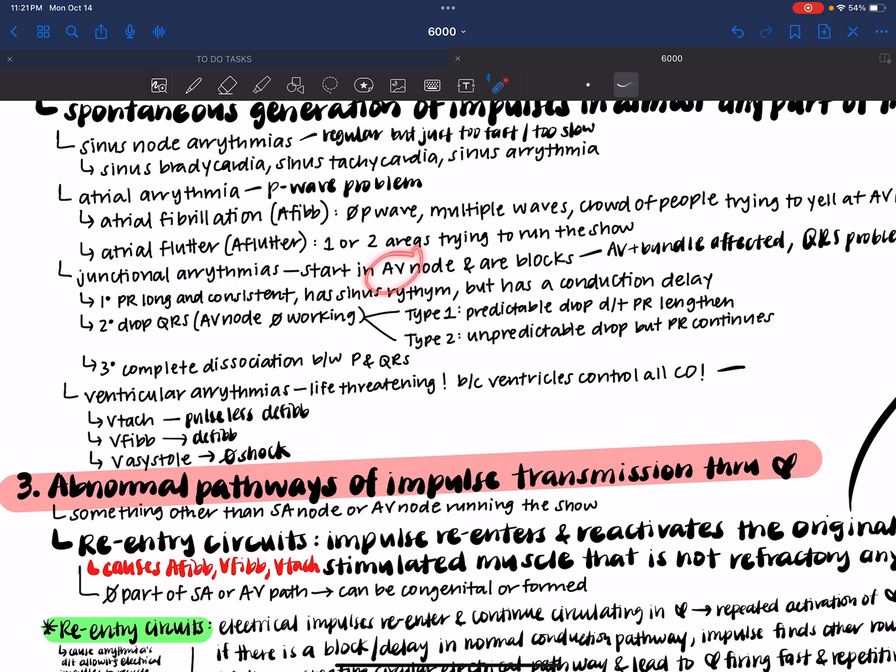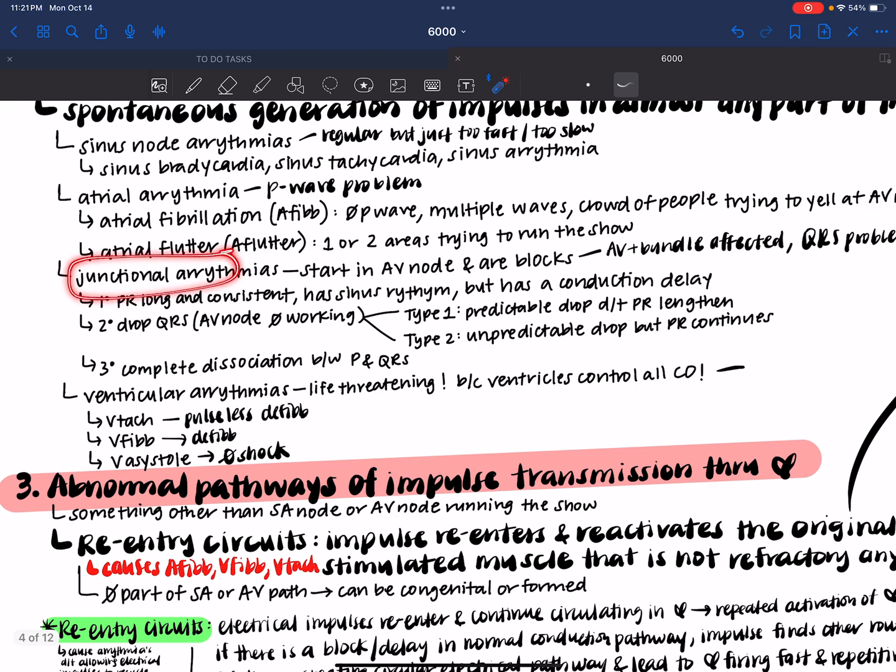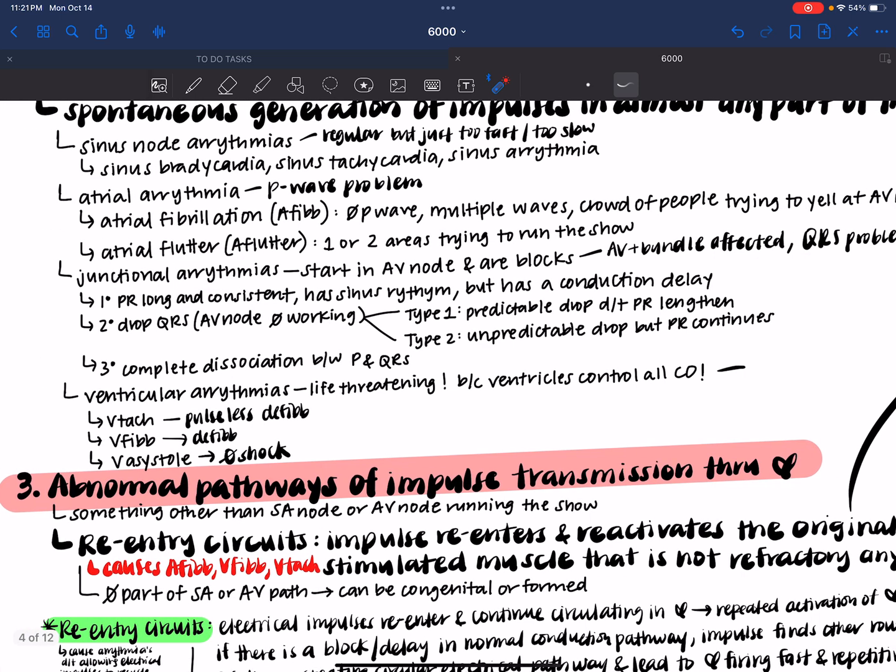Junctional arrhythmias start at the AV, and they're the blocks, so basically all the blocks are junctional. The AV bundles are affected, and there's a QRS problem, because QRS is the ventricles. First degree: the PR is long and consistent, more than 0.2 every time. It has a sinus rhythm but a conduction delay. Second degree is a drop in QRS somehow, because the AV node's not working. Type 1 has a predictable PR lengthening and then a predictable drop. Type 2 has a PR that stays the same, but an unpredictable QRS drop. Type 3 is a complete dissociation between P and QRS.